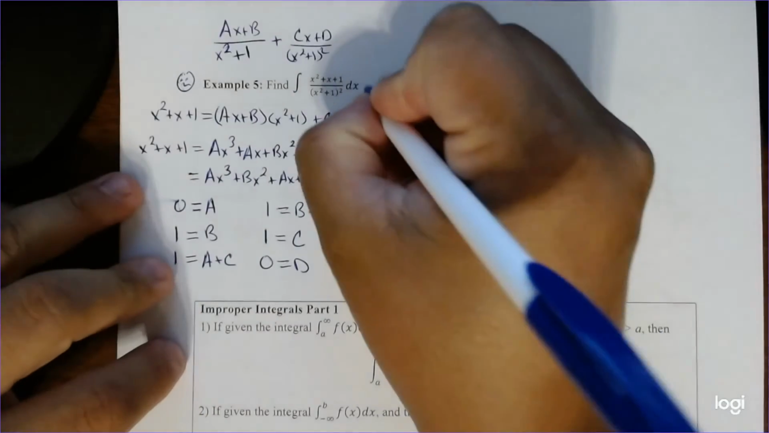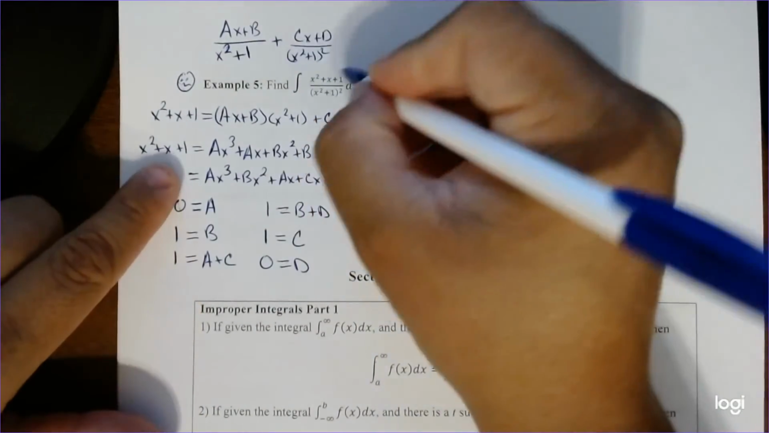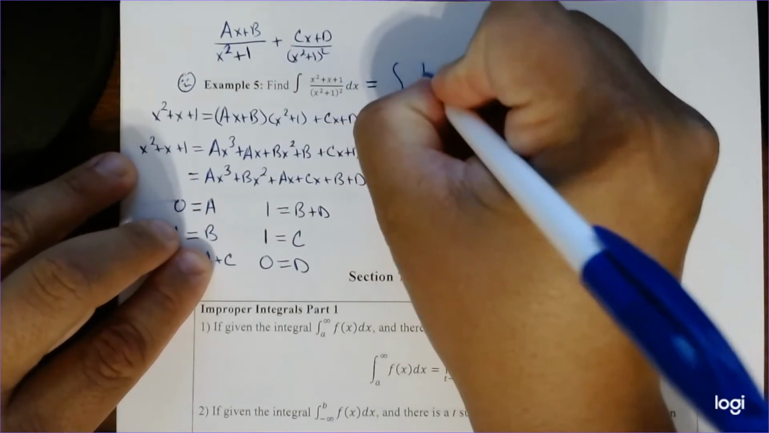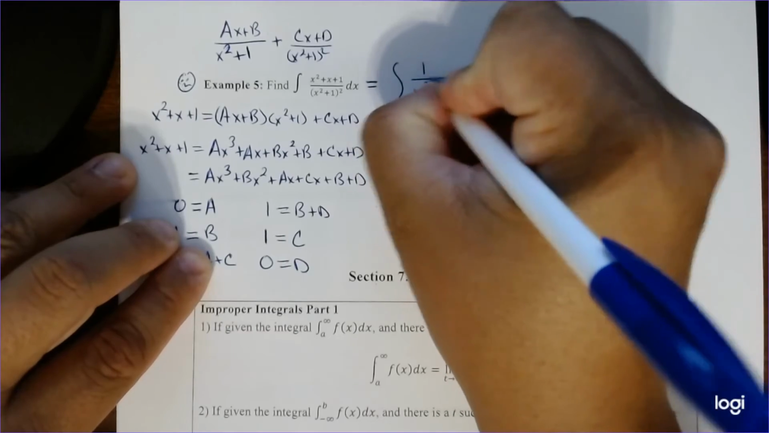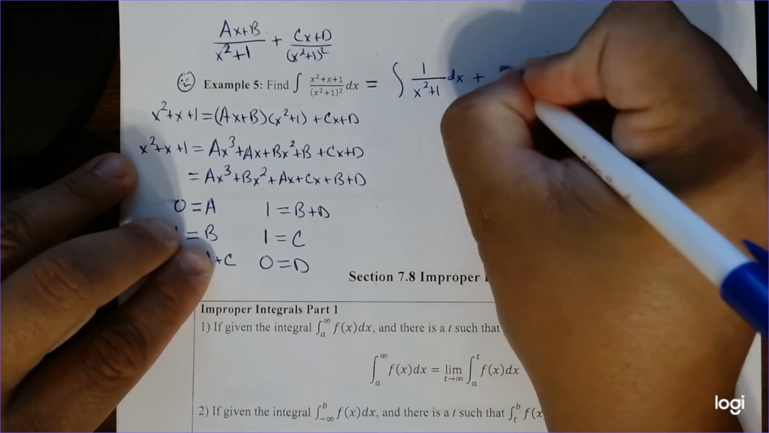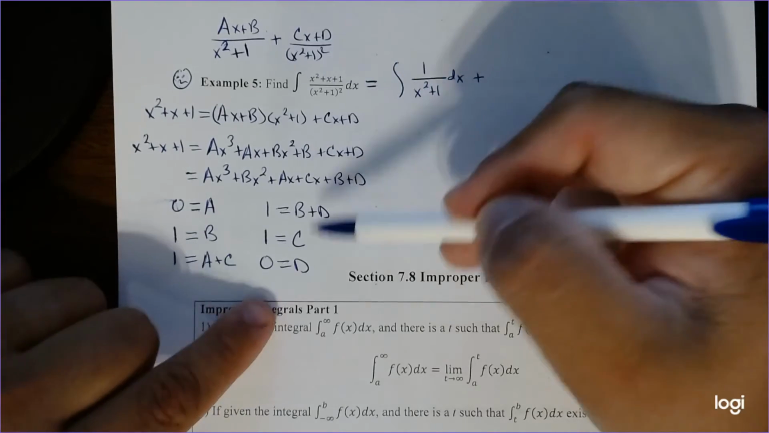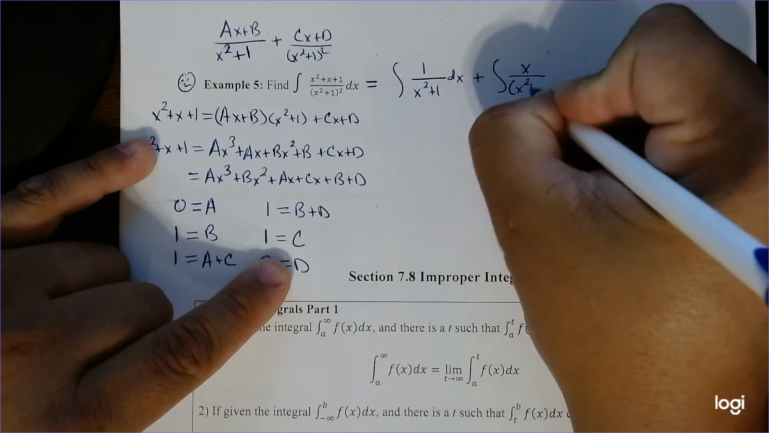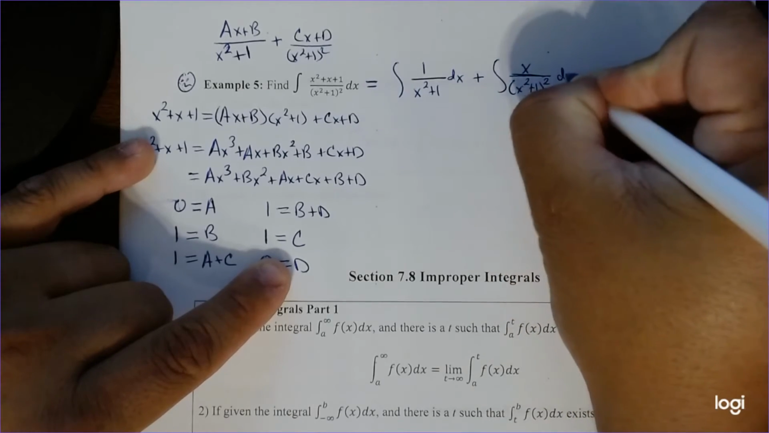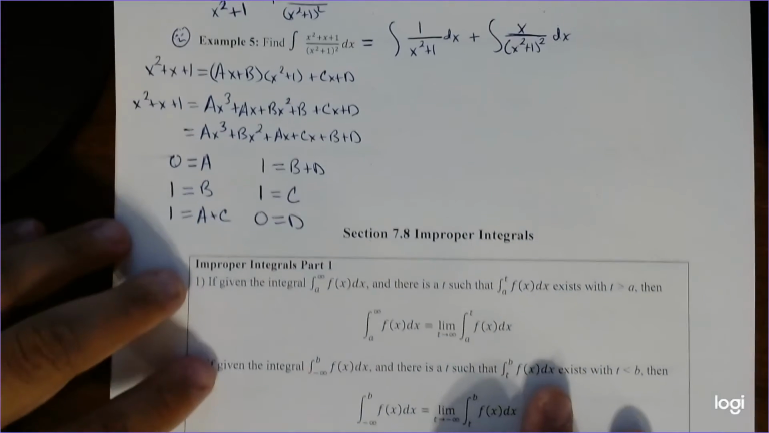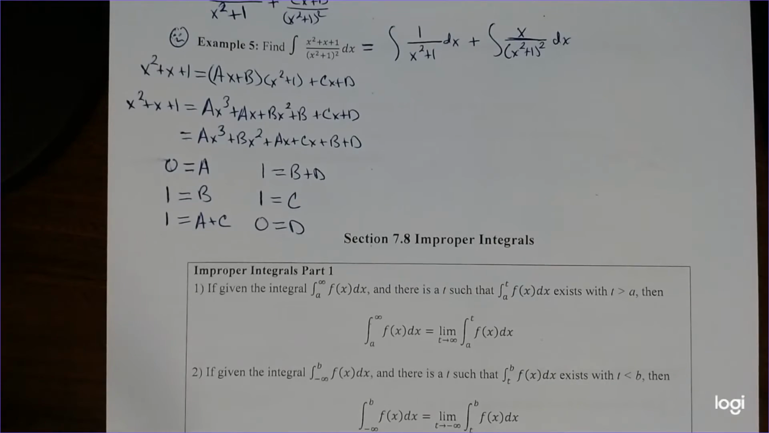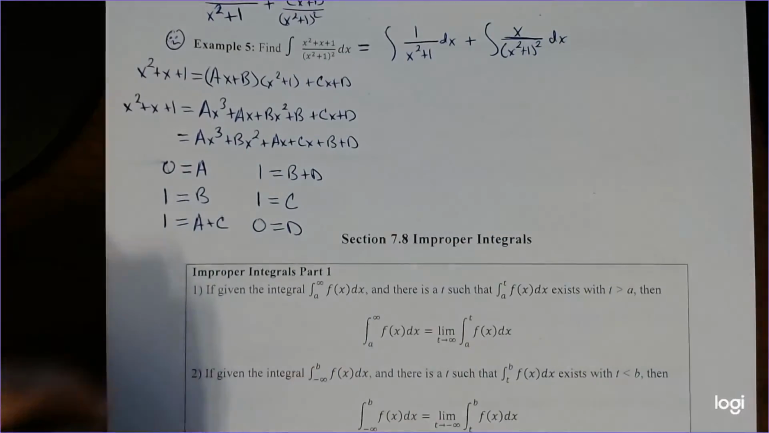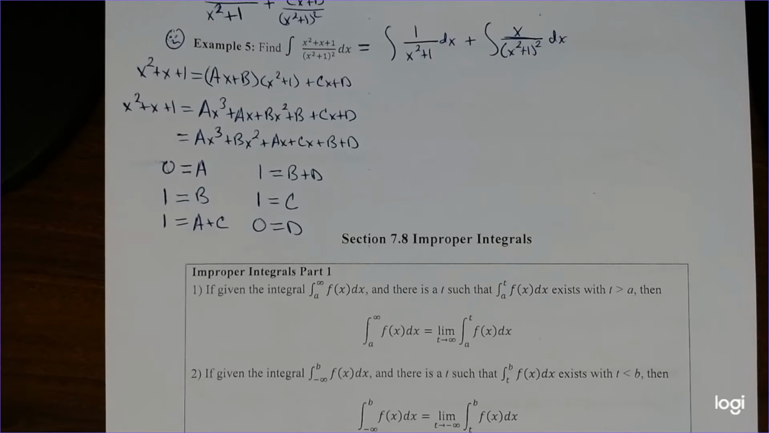So let's just quickly write this out. We know that a is 0, b is 1, so we actually have the integral of 1 over x squared plus 1 dx plus, okay, c is 1 and d is 0, so we have the integral of x over x squared plus 1 squared dx. Those are 2 integrals we have to deal with, okay? Now you may be wondering, okay, this is not natural log, right? Because that doesn't really work out. So how are we going to do this portion here itself?